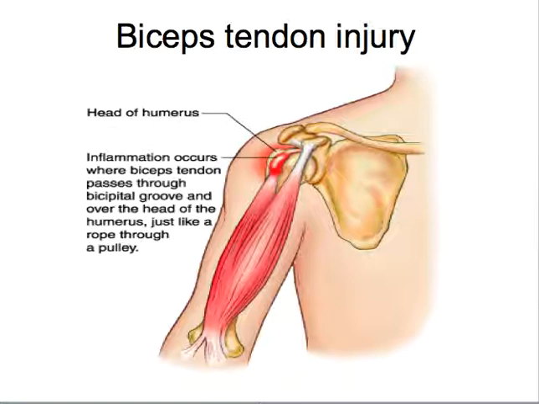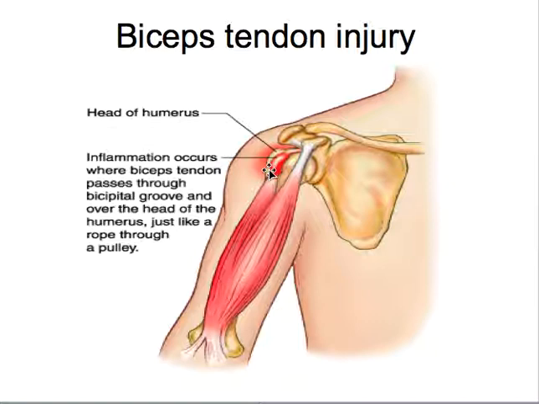And then the last one in your notes is a bicep tendon injury, typically a tendonitis and inflammation here where the long head passes through the bicipital groove and up into the top of the labrum. This is the short head going to the coracoid process. An irritation through here is sometimes difficult to differentiate between that and a supraspinatus tendonitis.